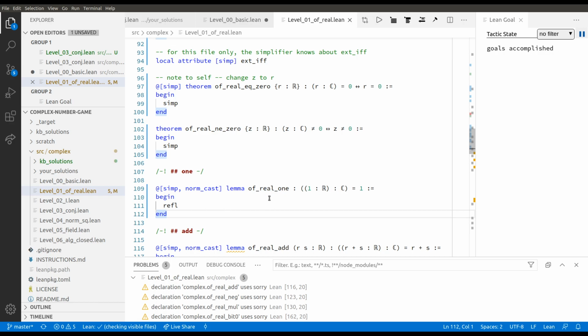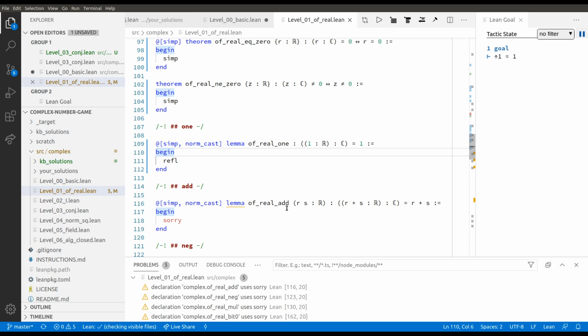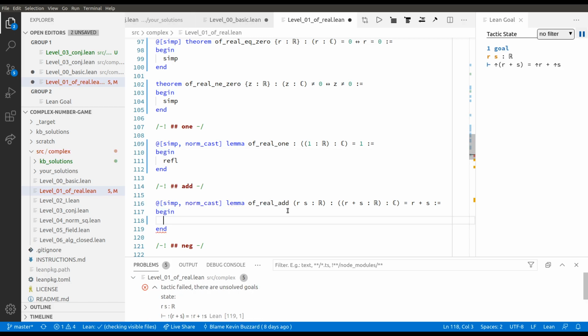Because the left-hand side is by definition the complex number with real part 1 and imaginary part 0, and the right-hand side is just the same. So that appears to be the only lemma I'm proving about 1. So what about addition? So there you go. This says that this map of real is an additive group homomorphism. You see what the goal says here.